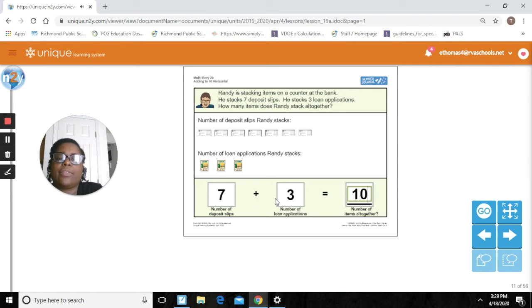Okay? 7 plus 3 equals 10. And you could have done the same thing with your counters. You could have put out 7 items, put out 3 items, and put the groups together, and you would have come up with the same answer. So we'll do that for the next set of problems that we're going to do, okay?